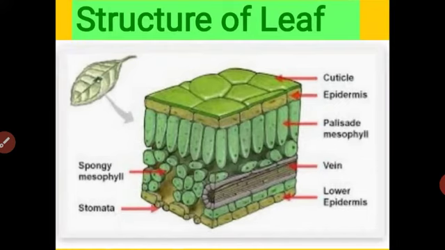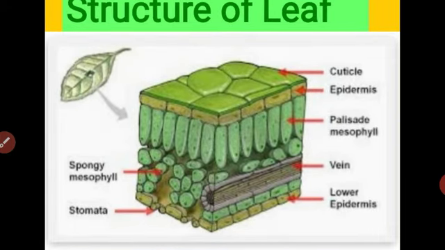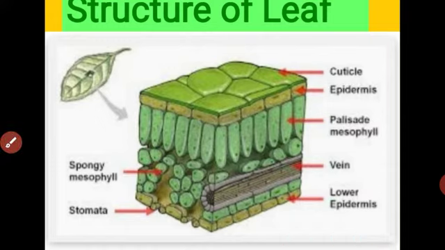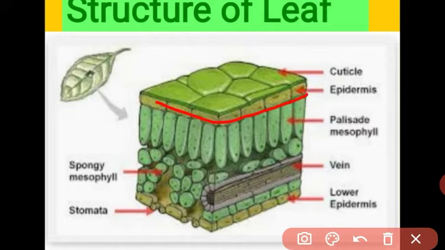See, students, when we take a vertical section of the leaf and observe it under the microscope, we can observe a structure like this. The outermost layer of the leaf is called the cuticle. When we touch the leaf, we feel a waxy layer. This waxy layer is called the cuticle, and beneath the cuticle, the next layer of the leaf is called the epidermis. This is the upper epidermis and this is the lower epidermis.